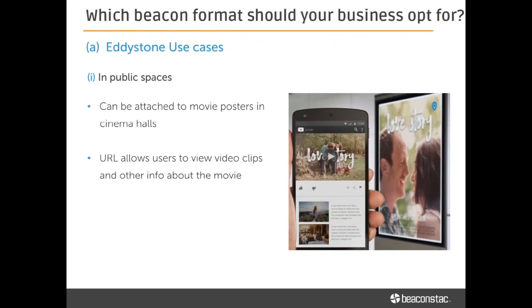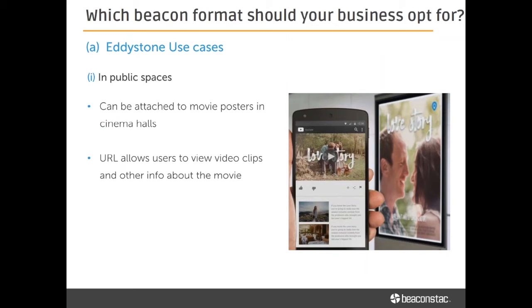Thanks for that, Perry. So let's move on to the common use cases that we can expect from Eddystone and iBeacon. Talking about Eddystone first, the first thing that comes to our mind is public spaces. Say, for example, a movie theater could just install Eddystone beacons on movie posters, and all visitors nearby would receive a URL to a web page that contains promotional videos or any other information about the movie.